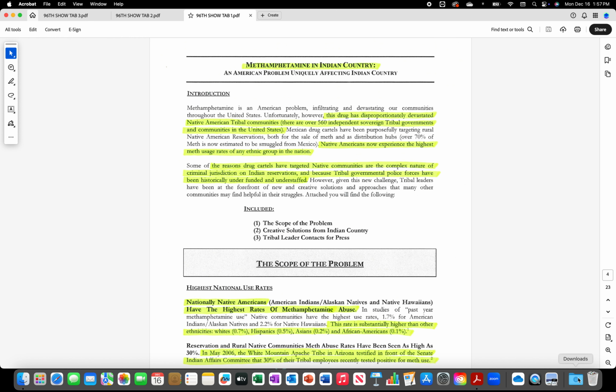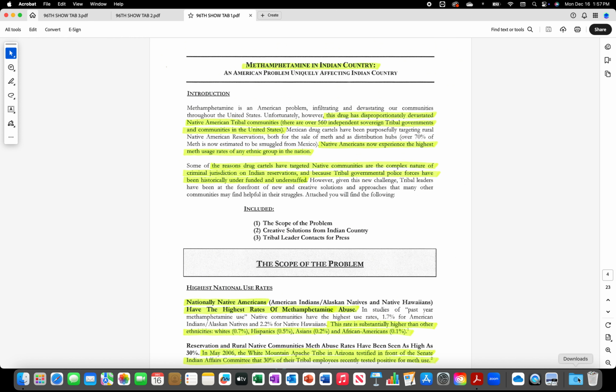And by nation, I guess they mean the United States, the nation of occupiers on foreign land, foreign soil that they're occupying.